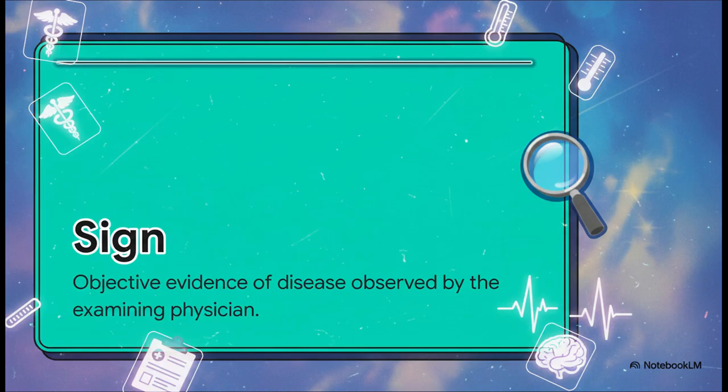The magic word here is objective. A sign is something the doctor can see, touch, or measure for themselves. It's the hard evidence, a rash they can see with their own eyes, a fever they can measure with a thermometer, an abnormal heartbeat they can hear. It's a fact, no matter what the patient says.